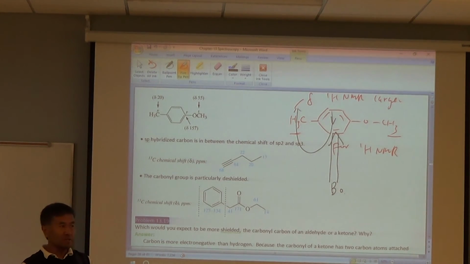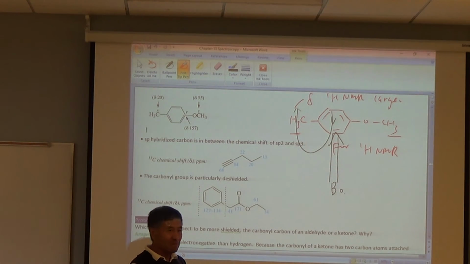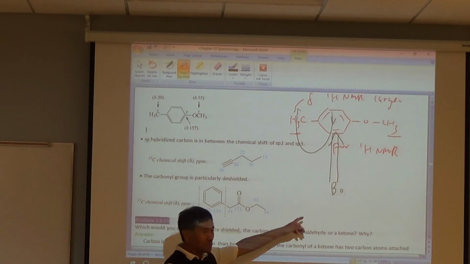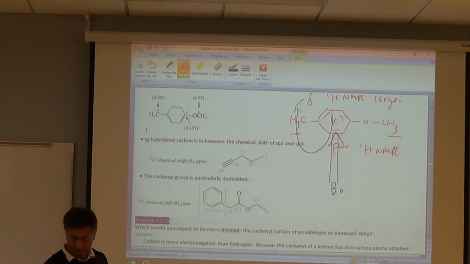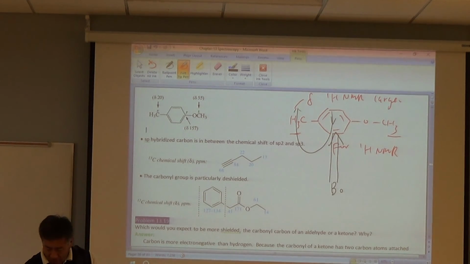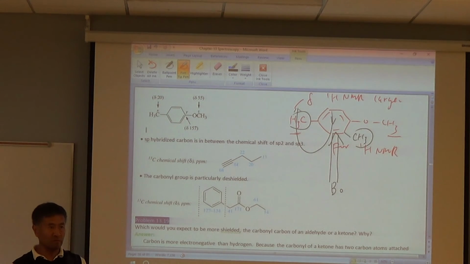The higher number means either you have less electron density on those H on those carbon, or because you are somehow adding to the magnet on the B0. So if there was no oxygen there, if you simply replace this one by C3, then this C3 would pretty much have the same shift.